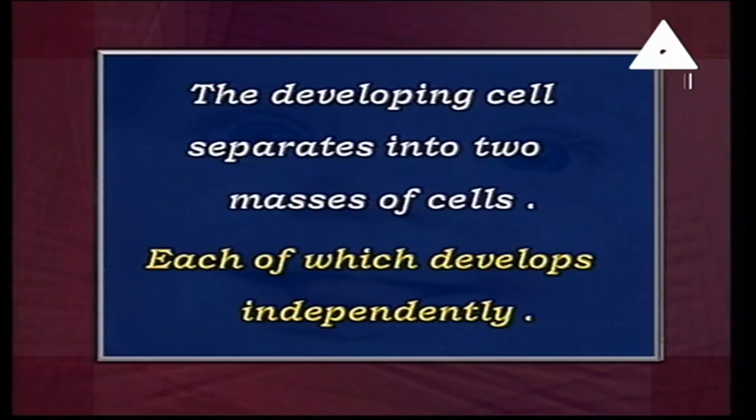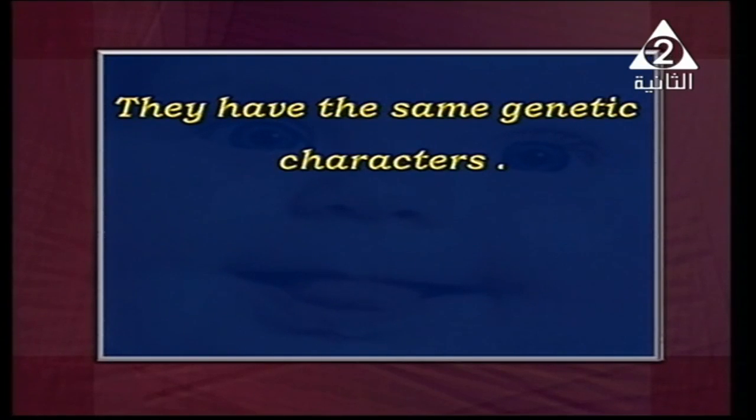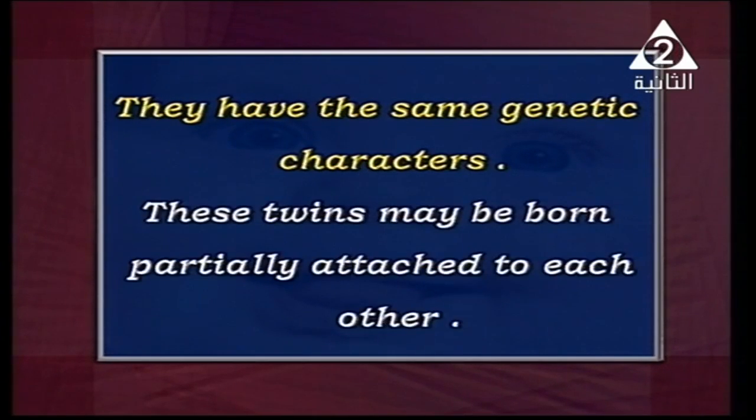Each of which develops independently. They form two embryos, identical genetically, and share one embryonic sac and mostly one placenta. So they are identical twins. They have the same genetic characters, but not in everything. These twins may be born partially attached to each other in some cases.